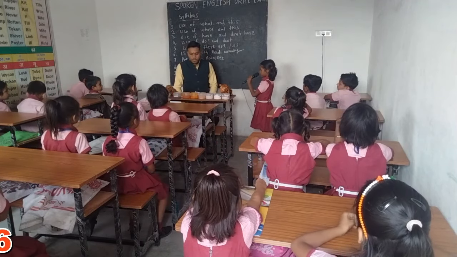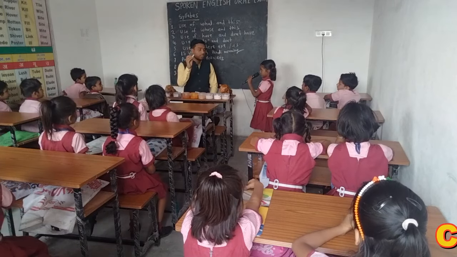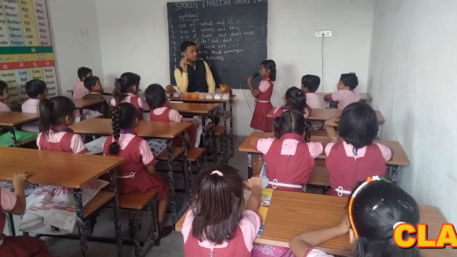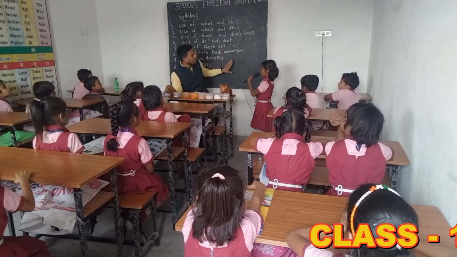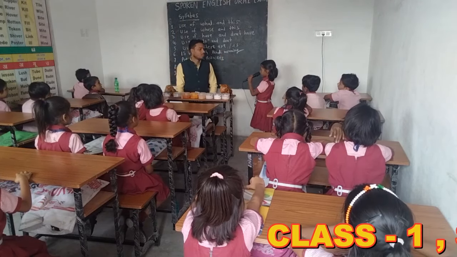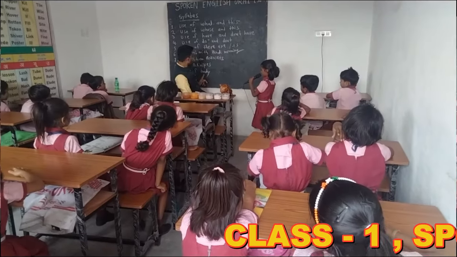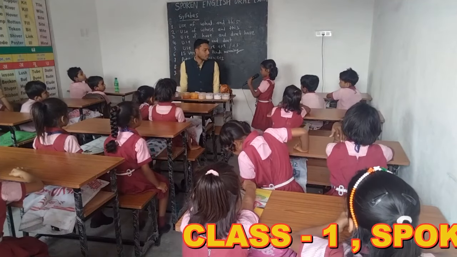Very good. What is this? This is chalk. How many chalks in my hand? There is one chalk. And how many pens here? There is one pen. How many blackboards here? There is one blackboard. Very good. Start the parts of the body.